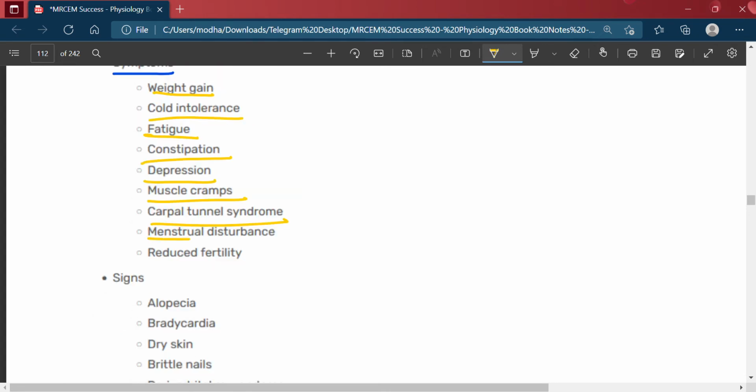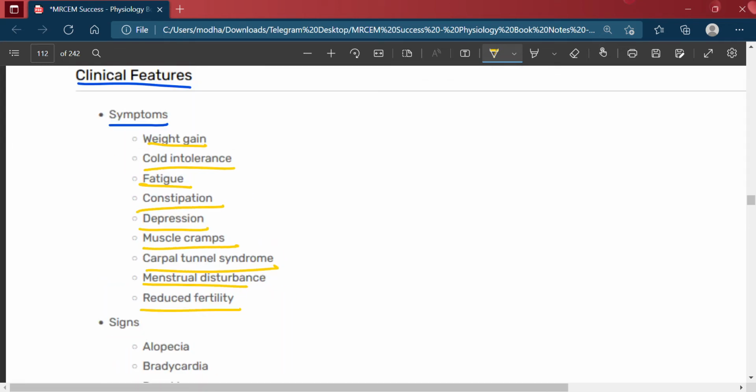Then menstrual disturbance and reduced fertility. Okay, so in hypothyroidism, the symptoms are weight gain, cold intolerance, fatigue, constipation, depression, muscle cramps, then carpal tunnel syndrome, menstrual disturbances, and reduced fertility.